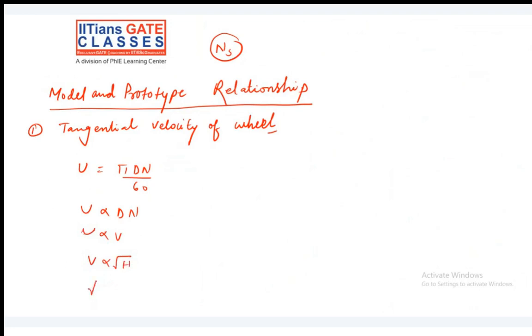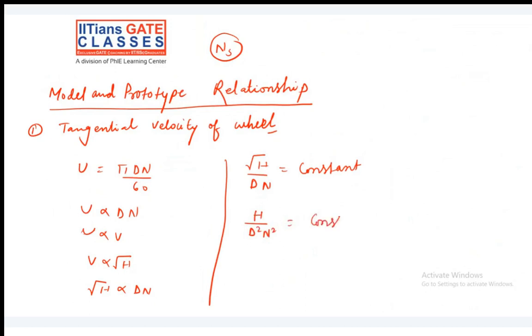So can I say that the square root of H is directly proportional to DN? So from this, the square root of H upon DN is to remain constant. If I take the whole square of it, H upon D square N square is to remain constant. So H upon D square N square of the model is equal to H upon D square N square of the prototype.